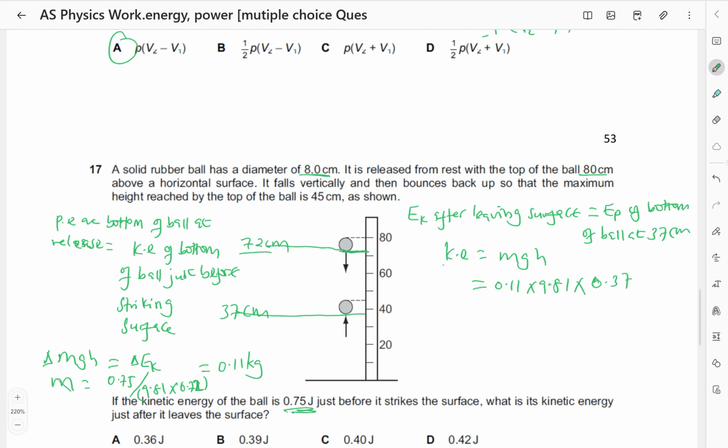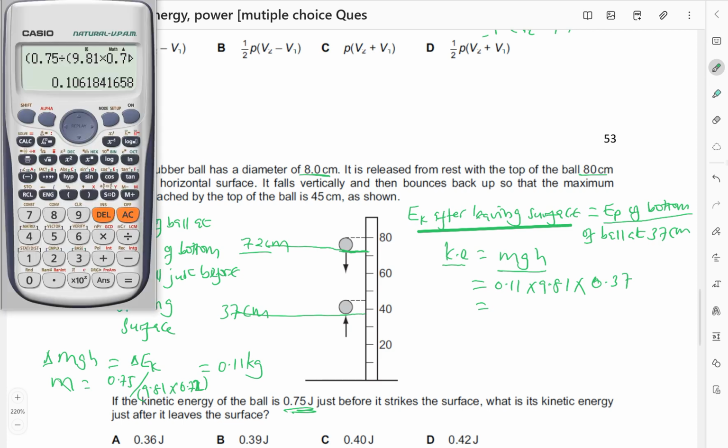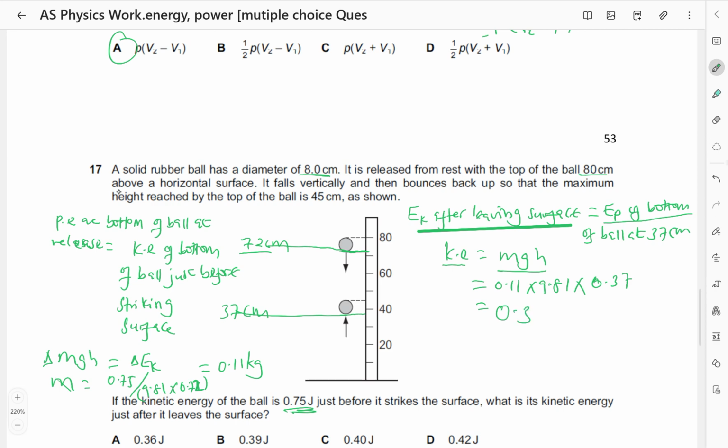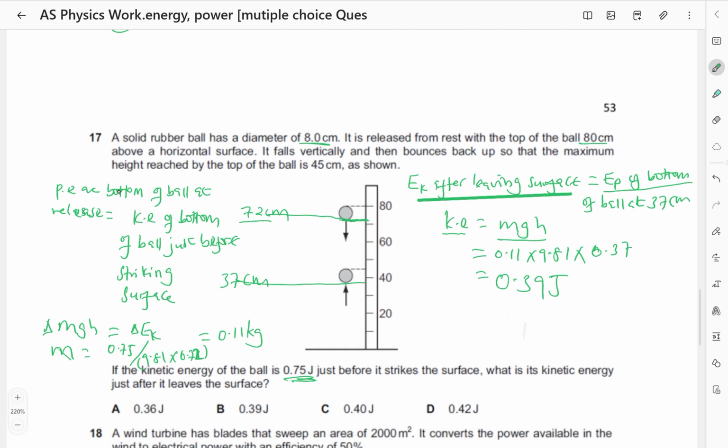So somebody will say, why have you said kinetic energy is equal to mgh? I said the kinetic energy after leaving the surface will be equal to the potential energy of the bottom of the ball at 37 centimeters. So that's why I'm saying kinetic energy is equal to mgh, because I'm finding the potential energy at the bottom of the ball at 37 centimeters. So this is going to give us 0.11 times 9.81 times 0.37, which gives us 0.385 or approximately 0.39. So this is 0.39 joules. So the answer here is going to be B.